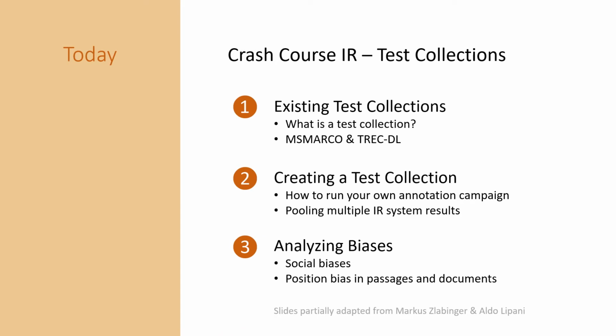The topics of today are as follows. We're going to first look at some existing test collections and look at what is a test collection. Then we will see how to create your own test collection by running your own annotation campaign and some techniques that are information retrieval specific to be able to actually create such judgment annotations that we need for our information retrieval evaluation. And then last but not least, we're going to look at analyzing biases.